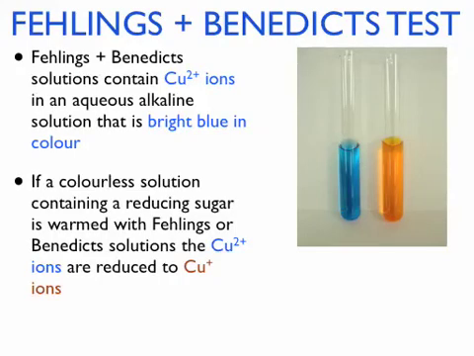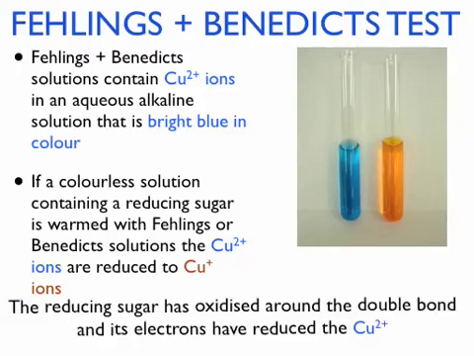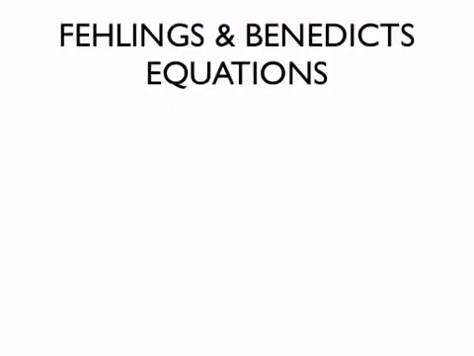Now, if a colourless solution containing a reducing sugar, say for example a glucose solution, is warmed with Fehling's or Benedict's, the copper 2 plus ions are reduced to copper 1 plus ions. So the right-hand side test tube in the picture is an example of Fehling's or Benedict's having been reduced by a reducing sugar. The reducing sugar, we would say, has oxidized around the double bond and its electrons have reduced the copper 2 plus ions.